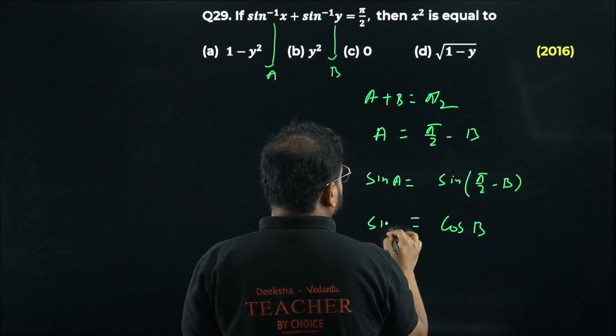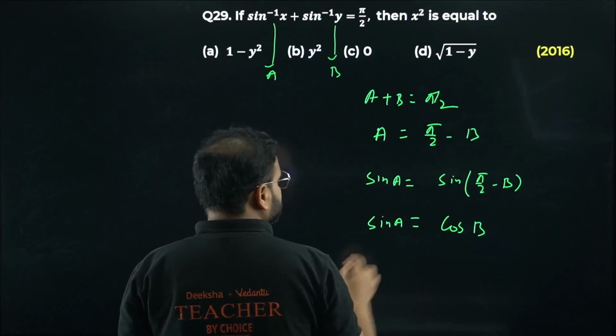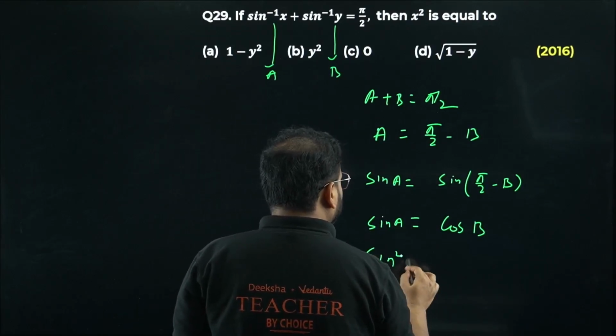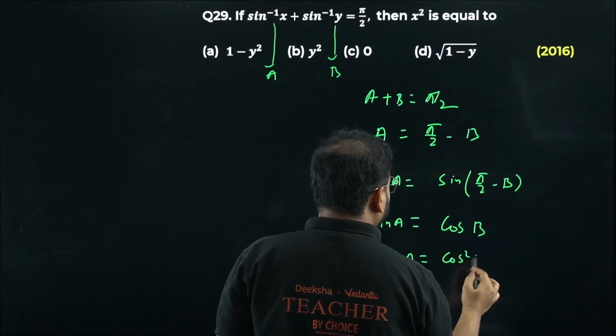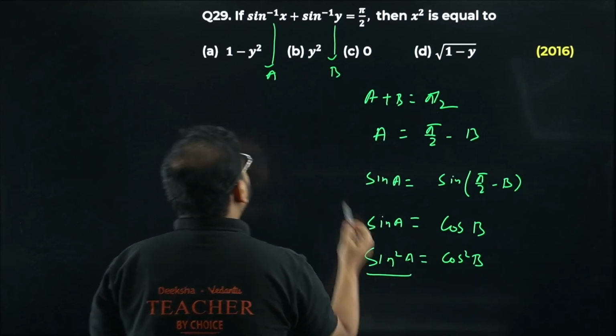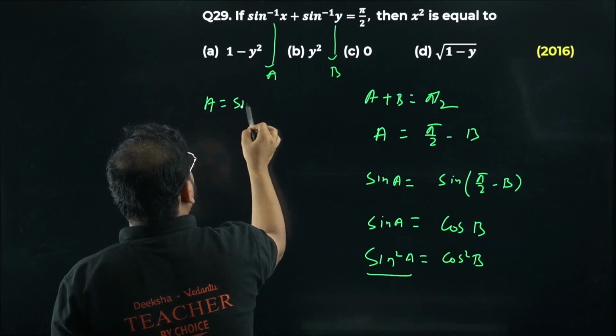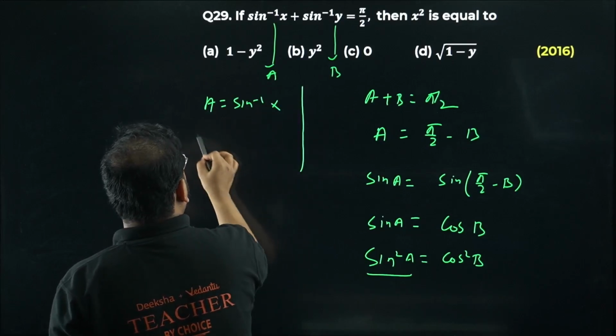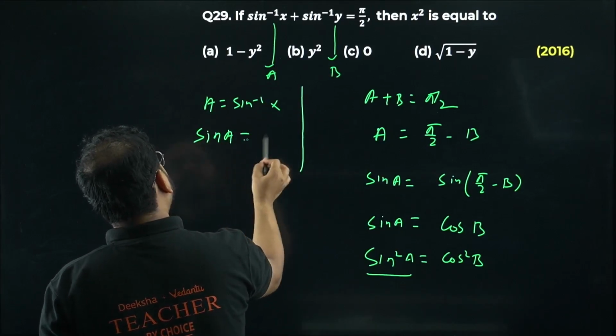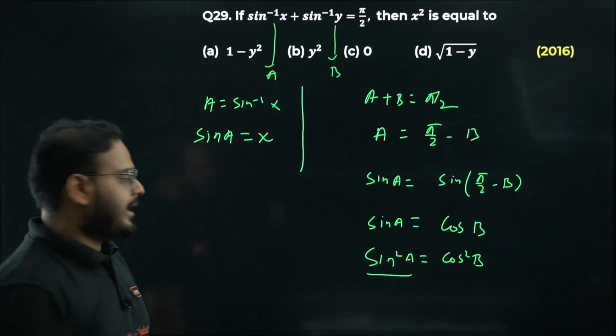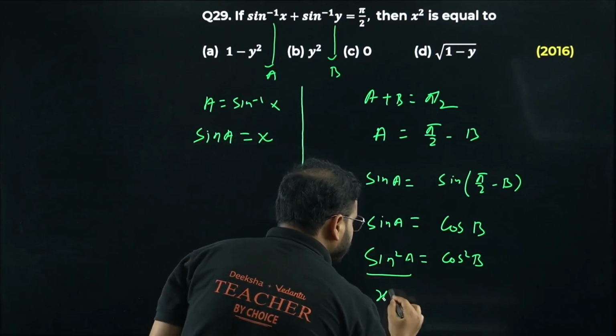I have here sine of A. Okay, square on both sides. I get sine square A equals cos square B. What is sine A? Please check here, I have A equals sine inverse of x. So I get sine of A equals x. It means this will become x square.